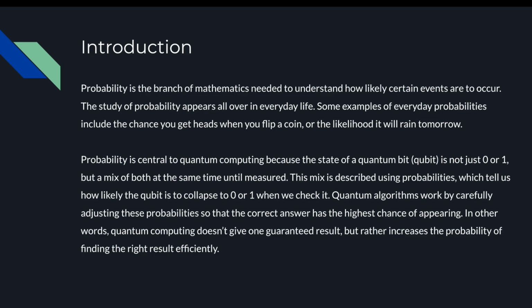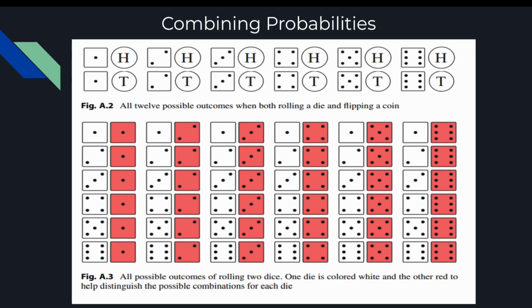So quantum algorithms work by carefully adjusting these probabilities so that the correct answer has the highest chance of appearing. So probability is used in the quantum realm not to give the correct answer, but to increase the likelihood of finding that right result efficiently.